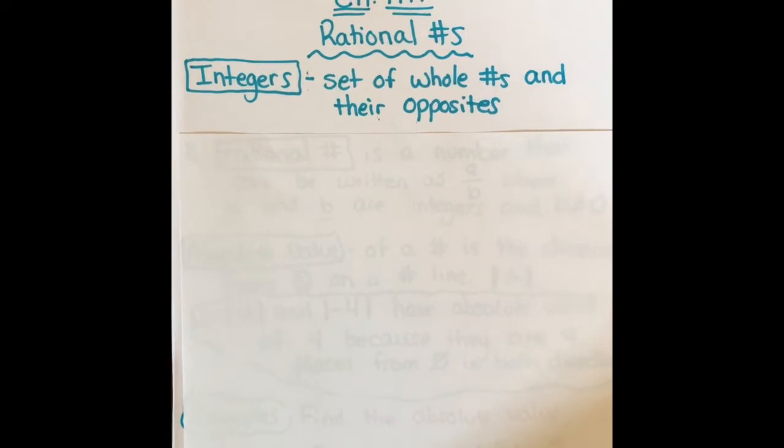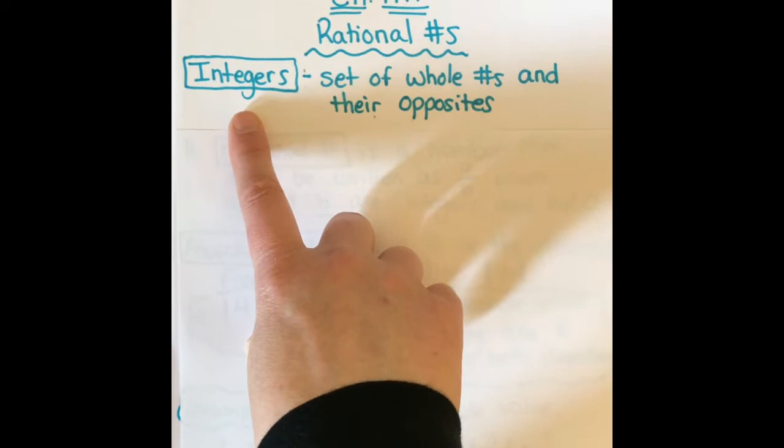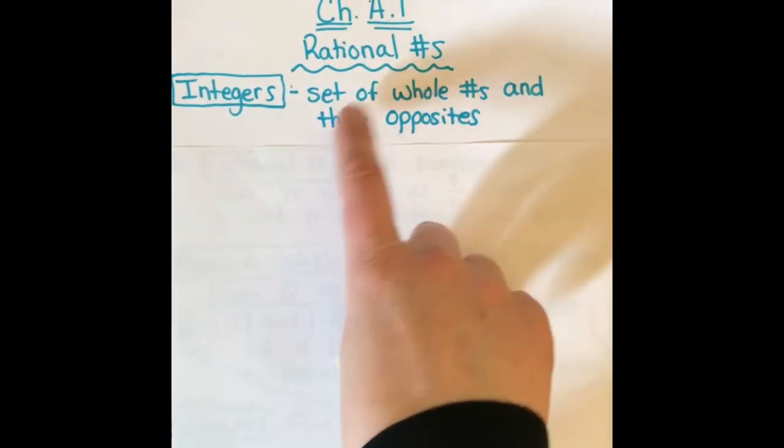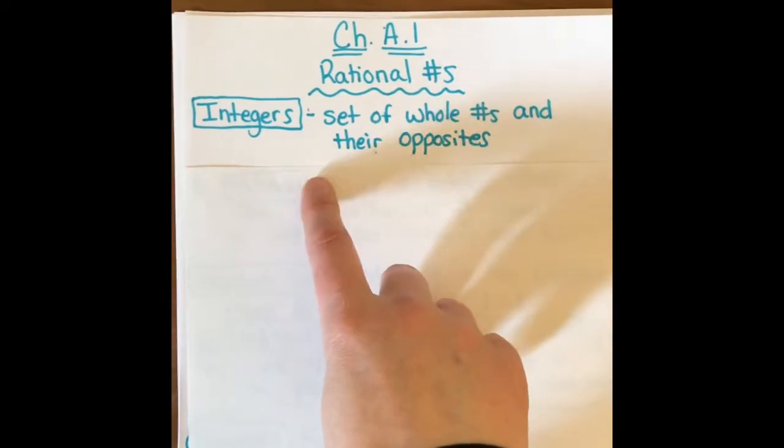Okay, so just to review rational numbers, integers is one of your vocabulary words. It is a set of whole numbers and their opposites. So +1, -1, +2, -2.